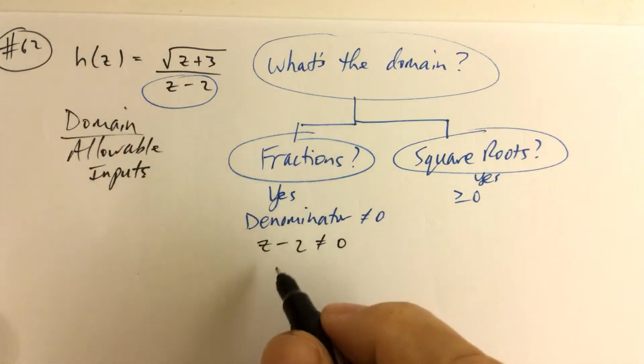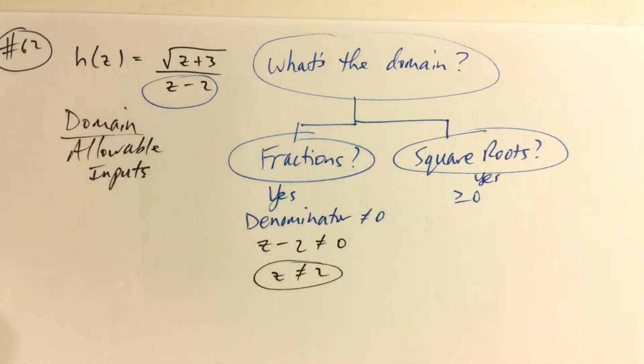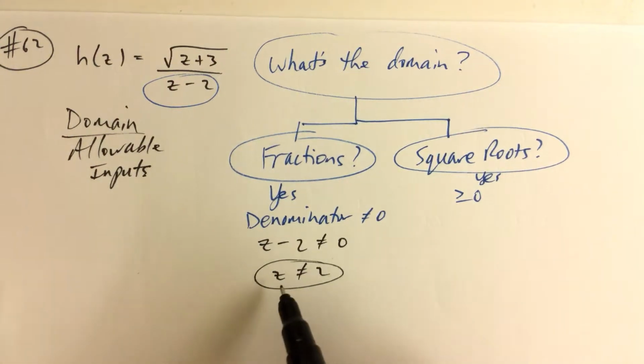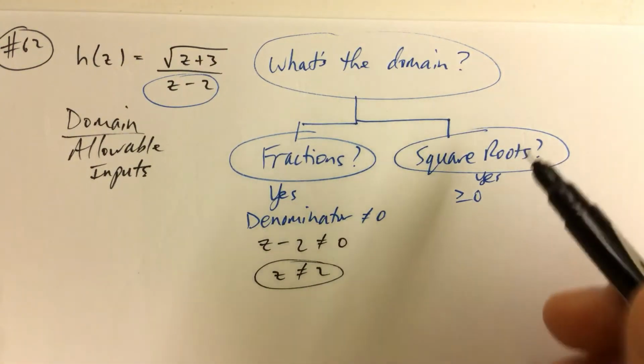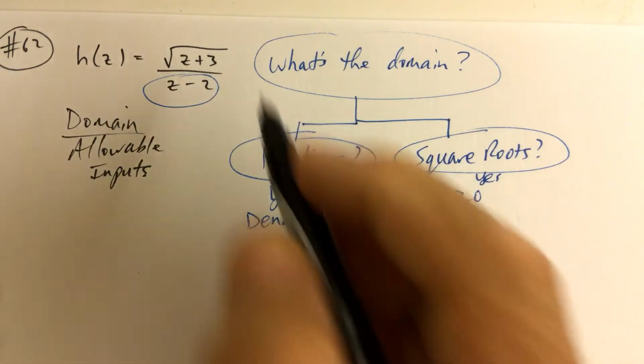That's the denominator. And so therefore, we have to remove 2 from our set of all real numbers, the allowable real numbers to plug in for z. So first of all, we've identified that z is not allowed to be 2. The next thing we want to look for, are there any square roots? Okay, well, yes, we do also have a square root.